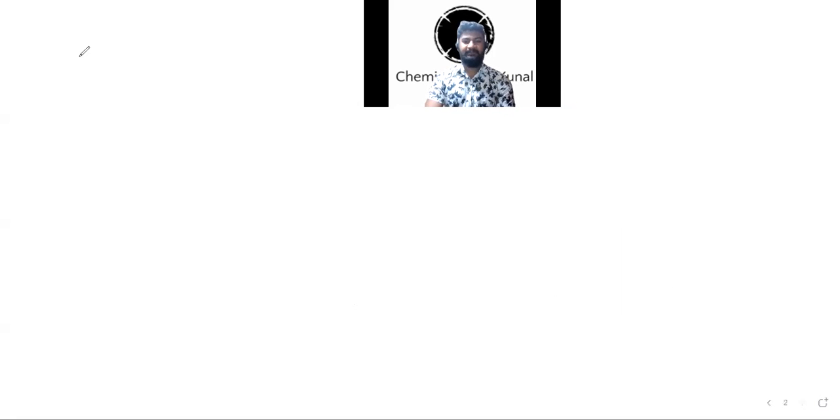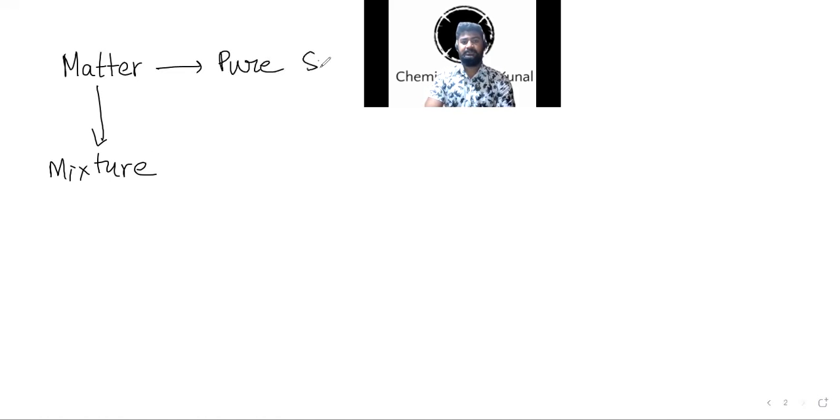Matter can also be classified into two types depending on how pure it is. So matter has another classification that we must know. One classification is called a mixture, and the other classification is called a pure substance.